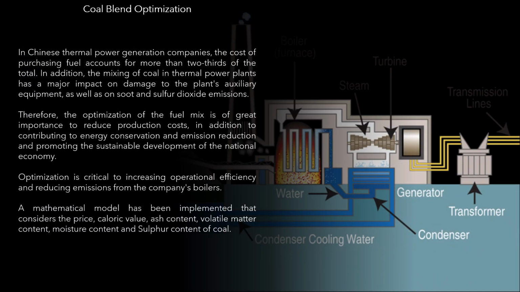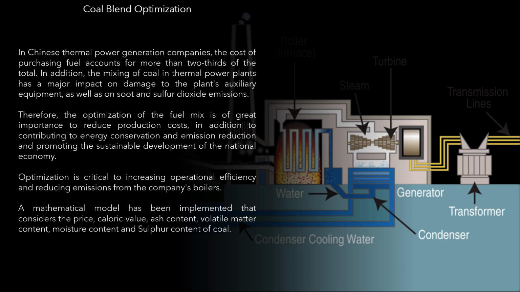In Chinese thermal power generation companies, the cost of purchasing fuel accounts for more than 2/3 of the total. In addition, the mixing of coal in thermal power plants has a major impact on damage to the plant's auxiliary equipment, as well as on soot and sulfur dioxide emissions. Therefore, the optimization of the fuel mix is of great importance to reduce production costs, in addition to contributing to energy conservation and emission reduction and promoting the sustainable development of the national economy.